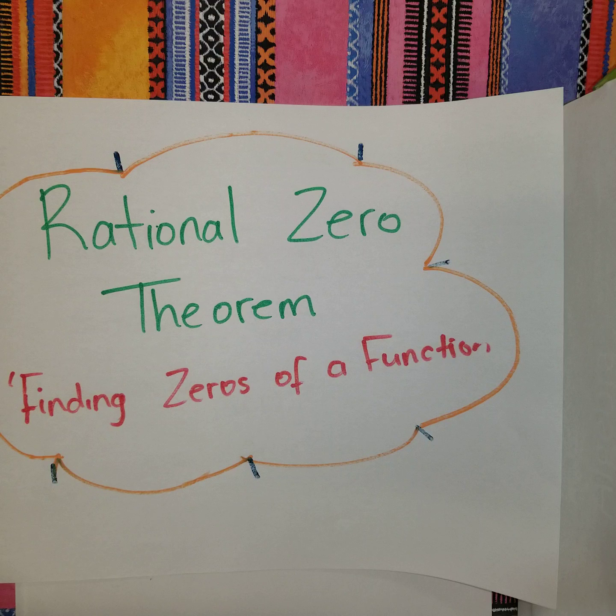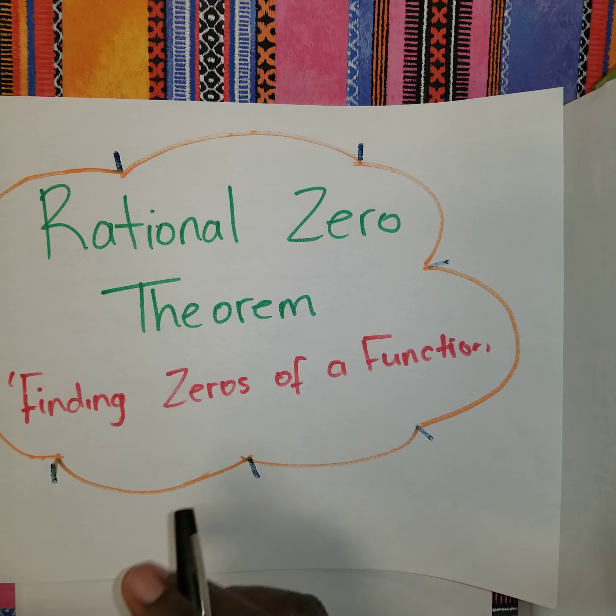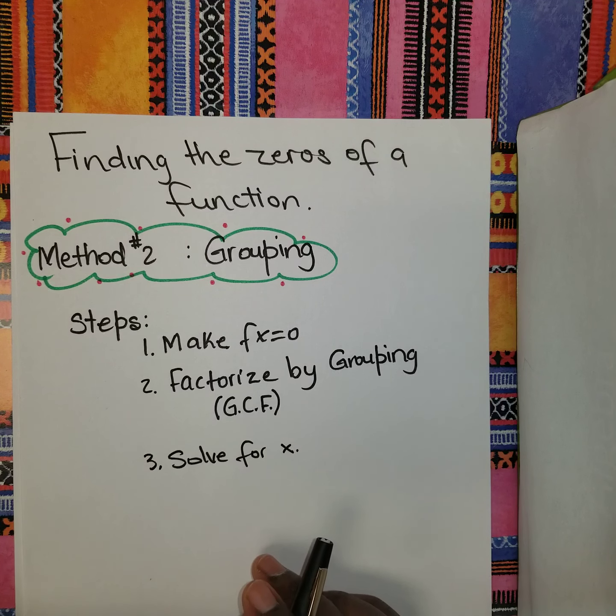For this video, I will be explaining another method that you can use when you're trying to find the zeros of a function. This is also known as the rational zero theorem. The method I will be explaining is the grouping method.